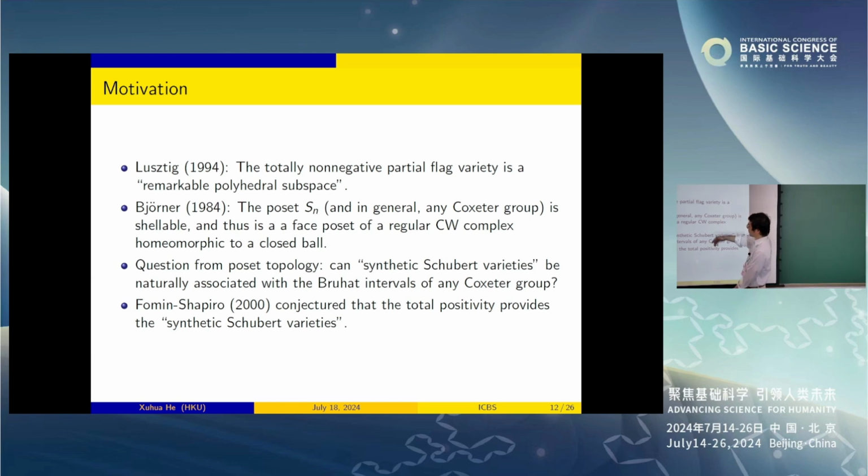In fact, the motivations come from different aspects. One is from Lusztig. He mentioned that the totally non-negative flag is a remarkable polyhedral subspace.